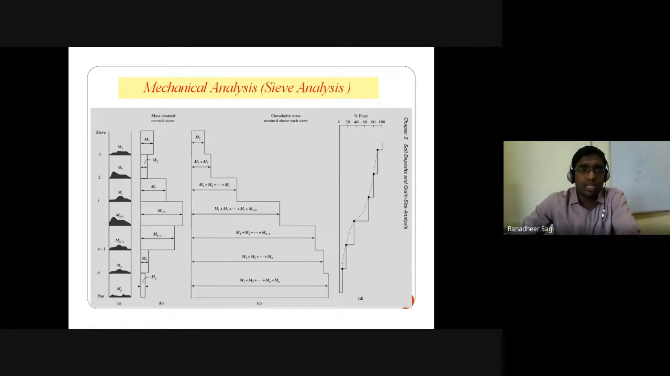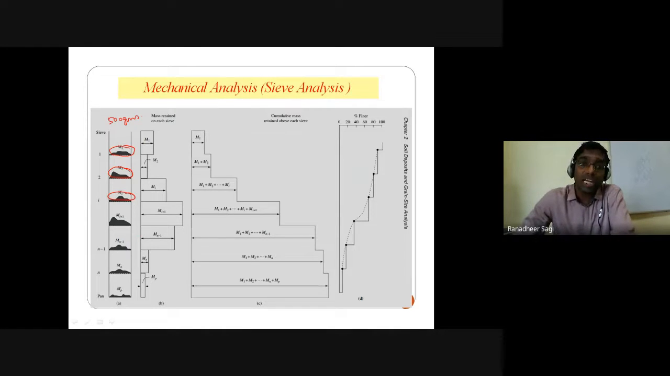So let's say you have taken some 500 grams of coarse grained soil, which is initially placed on the top sieve. Upon the sieving process, some grains got retained on the first sieve, some on the next sieve, and subsequently on the other sieves. Let me say M1 is the mass of the soil grains retained on the first sieve, and M2 is the mass retained on the second sieve. Likewise, if I have n number of sieves used, I'll measure the mass of soil grains retained on each sieve.